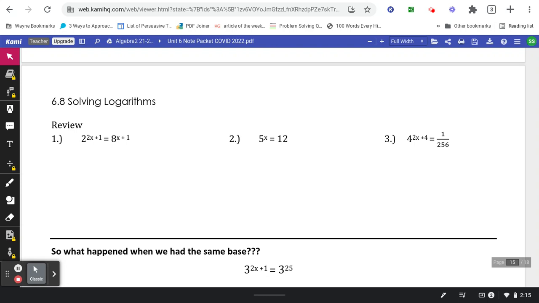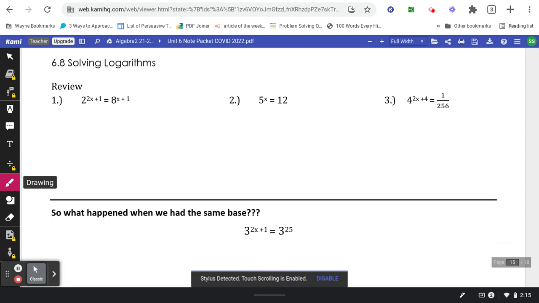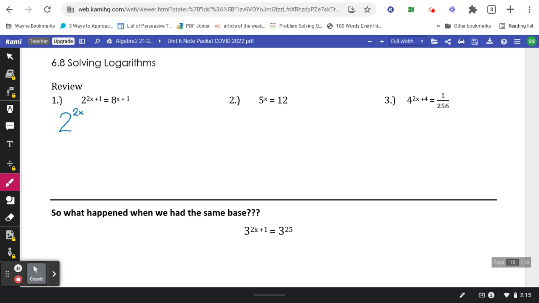These are the 6.8 notes for Algebra 2. We're going to first start with some review problems. The first problem, we're going to turn and get them to both be a base of 2. So this first part is already good. But we're going to take this 8 and make it 2 to the third power.